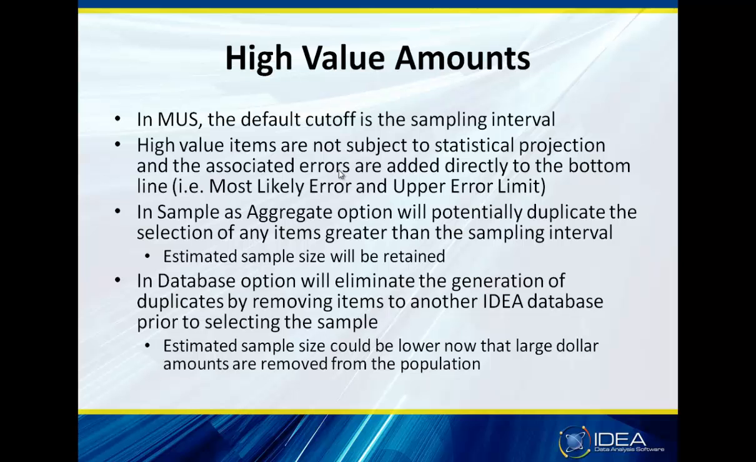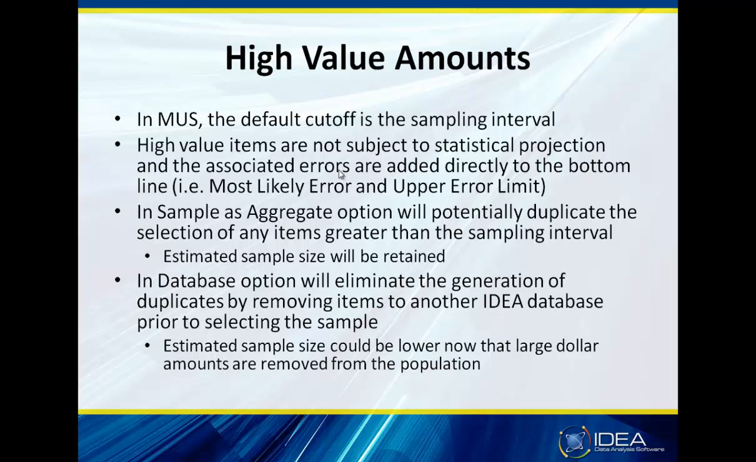In IDEA, there are two options. There's the in-sample as aggregate option, where again we could potentially duplicate the selection of any items greater than the sampling interval. Now, when we went through the planning stage, it would calculate a sample size for us. In this case, if you use in-sample as aggregate, the estimated sample size will be retained. Using the in-database option, though, will eliminate the generation of duplicates by removing items to another IDEA database prior to selecting the sample. Thus, the estimated sample size could be lower now that the large dollar amounts are removed from the population. During the planning stage, we were doing our planning with all of the dollars available.